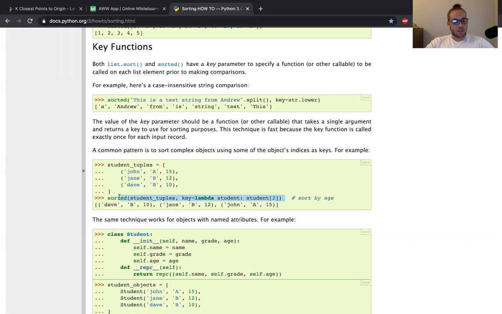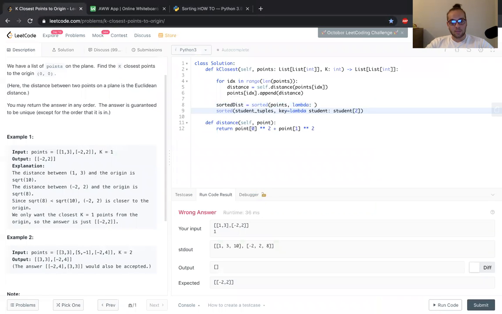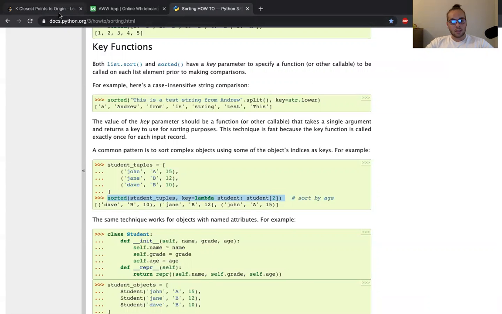And sometimes in interviews they let you look stuff up. But hopefully you remember this, but haven't remembered it yet. So whatever. I'm just gonna copy and paste this and then change it to work for my code. So I've sorted points, which is our list, and then our key, which is how we're sorting it, right? Lambda, which basically means an anonymous function that just works right here.